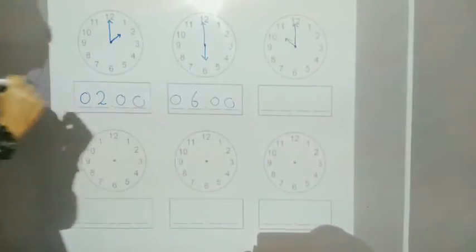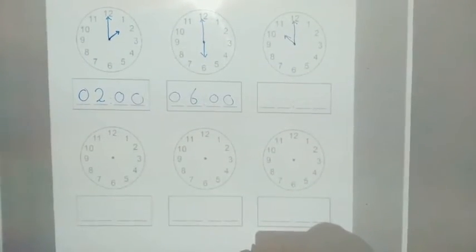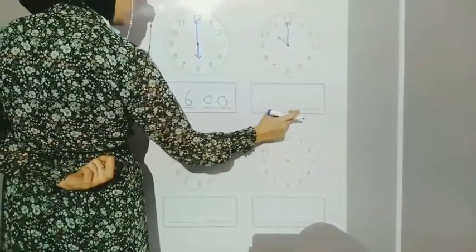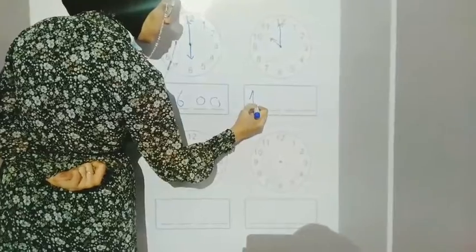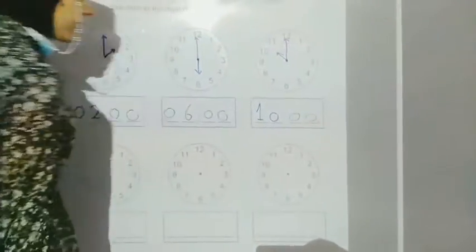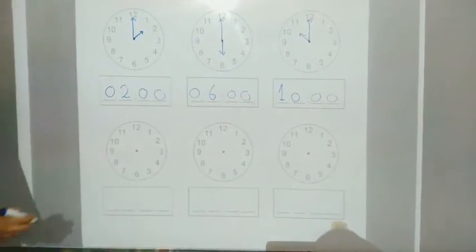The short hand points to 10 and the long hand points to 12, so it will be 10 o'clock. How can I write 10 o'clock in the digital clock? I write first 10. Then here in the middle place, I put 0 and 0. Okay? Next one. Here.